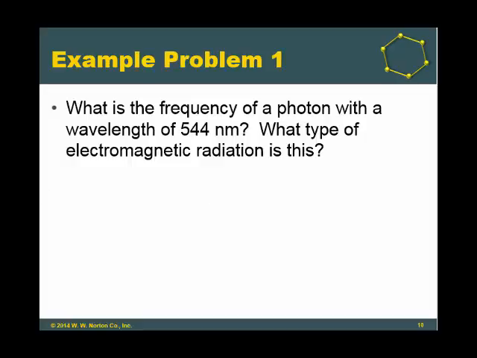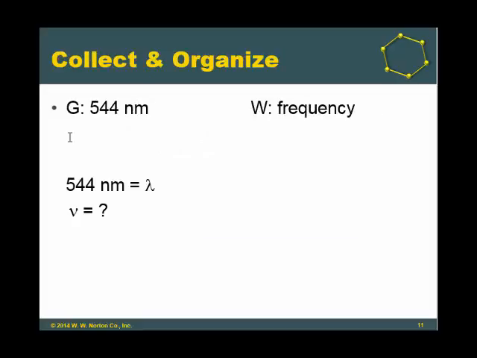So the first thing we want to do is collect and organize our data. We want to be really clear about what information we're given and what we're trying to get to. So we're given that our wavelength is 544 nanometers and we're solving for frequency.